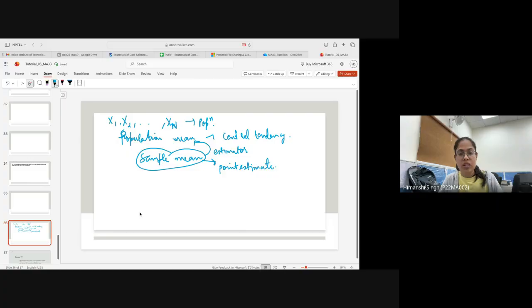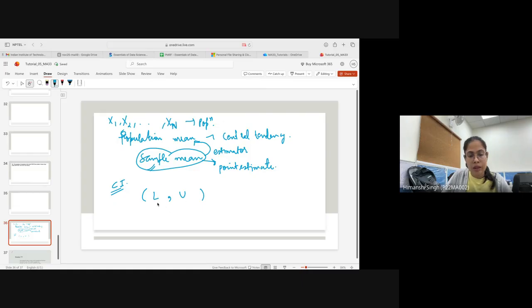Apart from this, in order to estimate a parameter, apart from the point estimate we also have a concept, that is the confidence interval, CI. I'm writing it in short form. So how to get a confidence interval for a sample mean? We are getting an interval. This is the lower limit, this is the upper value.